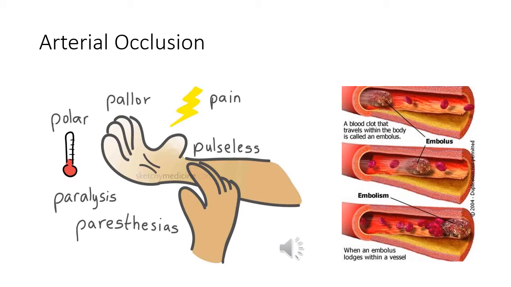So the 6 Ps are pallor. If we're looking at assessment findings, we might find an extremity which is beyond the occlusion to be pale. Obviously no blood flow is getting there. It may cause your client pain. There will definitely be pulselessness to that distal extremity, probably a hand or a foot.